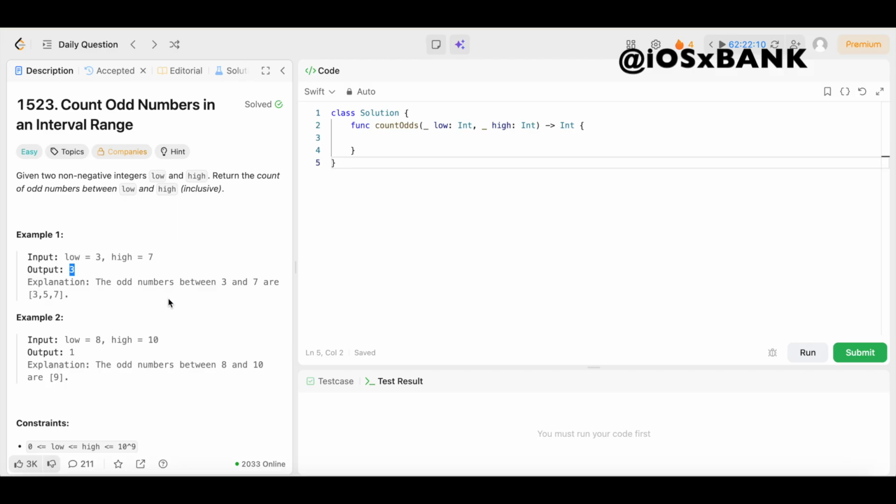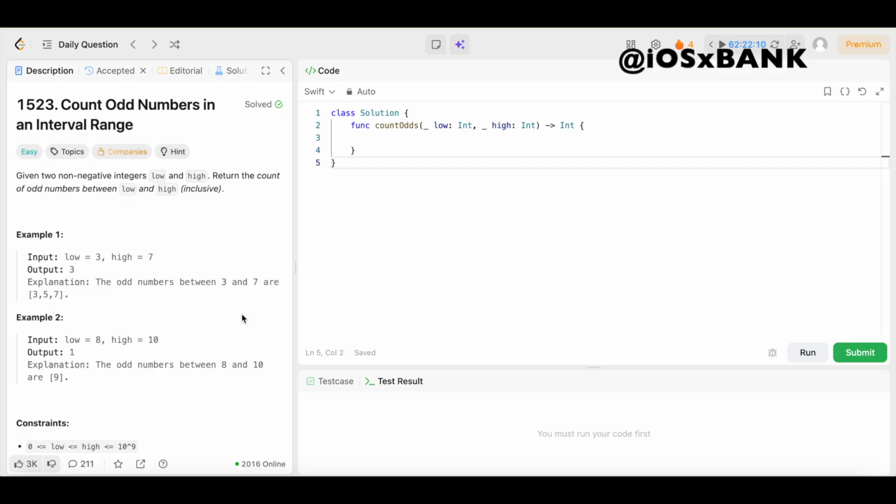Now, just in case that didn't make sense, let's take a look at example 2, where the input does not include any odd numbers at the endpoints. In example 2, our input is low equals 8, high equals 10. The output is 1 because there's only one odd number between 8 and 10. The explanation says the odd number between 8 and 10 is 9, so the output is 1. So now that we understand the question, let's get into the fun part, the actual solution.